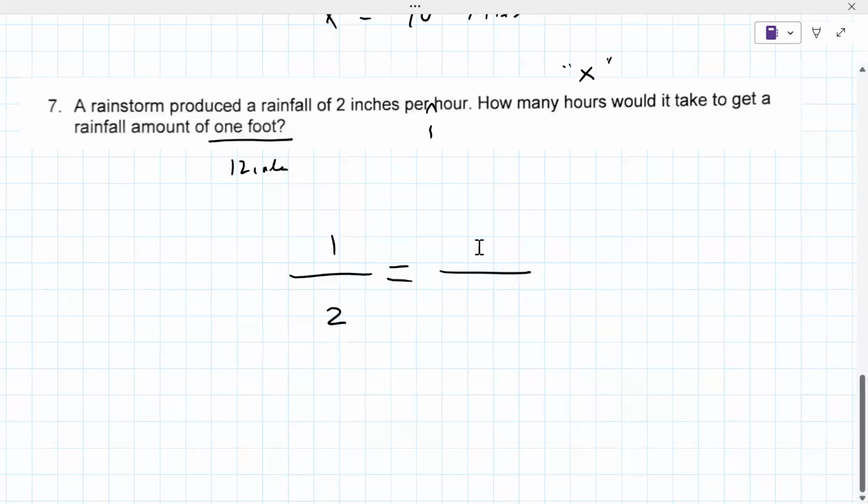So what goes on the top over here and bottom? So 12 on the bottom and x on the top. Good. Could you solve that for us, please? So then X is 6. 6 what? 6 hours. Yes. Gotta have that unit in there or it's meaningless.